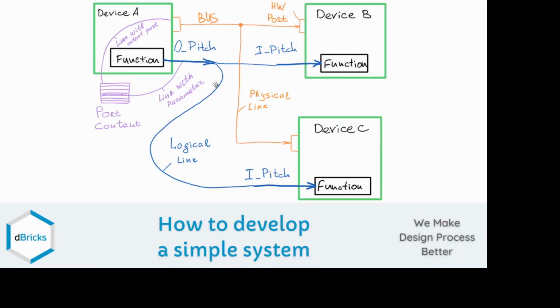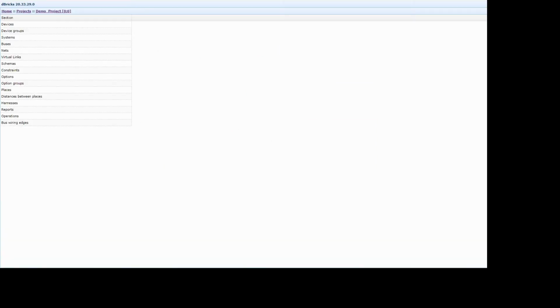Finally, we need to create the logical relation between the output pitch parameter of the function in device A and the input pitch parameters in the device B function and the device C function. This is a relation we have to create not on template level, but on our project level. And that's why we go over to our dBricks project.